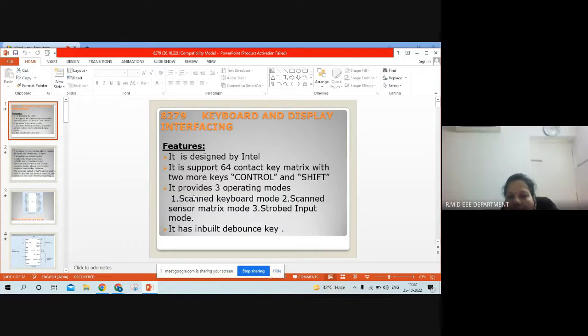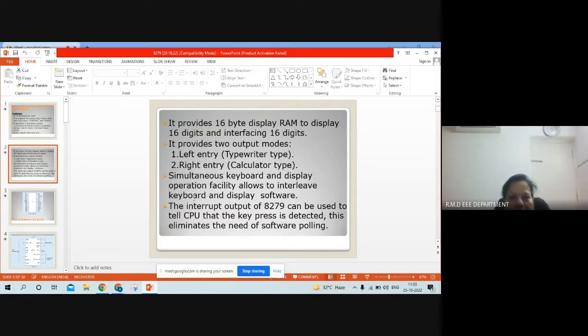These are the different possible modes of operation when it is going to function in input or output interfacing circuits. Apart from that, it also has an inbuilt debounce key, with which it is capable of generating its own key code whenever any key in the keyboard is pressed. It also provides the 16-byte display RAM to display 16 digits, and it has a facility to interface 16-digit characters also. And it also has interrupt handling capability.